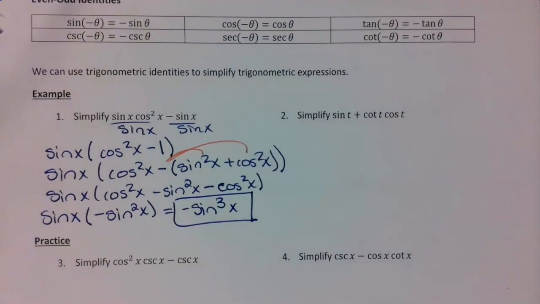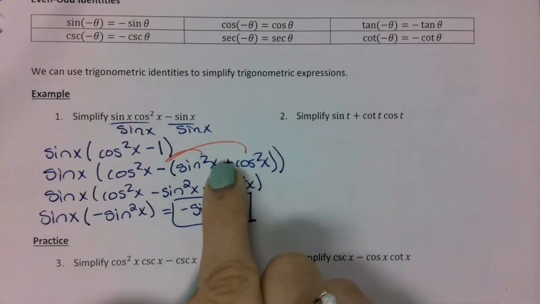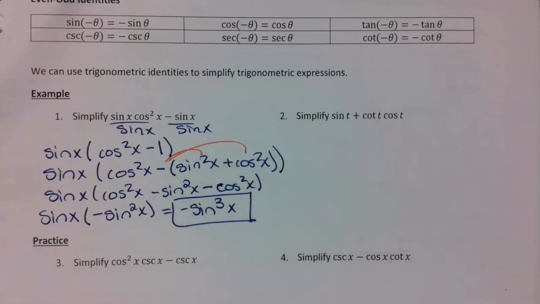Questions on number 1? So if it just says simplify, you're trying to get it down to one term if you can, or to sines and cosines if you can't rewrite it anymore. So right here in parentheses, yeah, we used the Pythagorean. We replaced the 1 with the sine squared plus cosine squared.